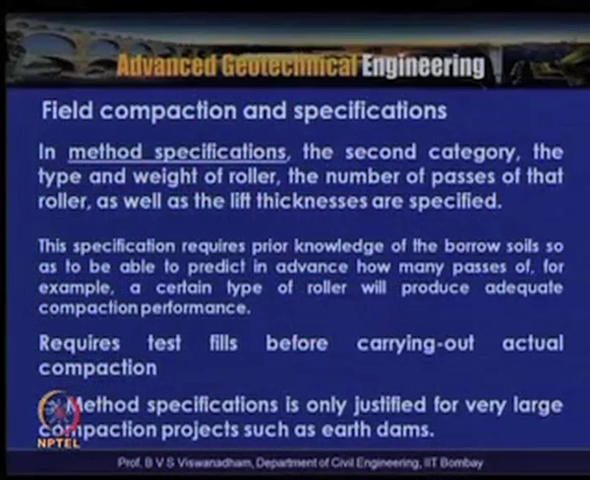So, in the method specifications, which we indicated earlier as the second category, the type and weight of roller, the number of passes of that roller, as well as the lift thicknesses are specified. This specification requires prior knowledge of the borrow soils, so as to be able to predict in advance how many passes of a certain type of roller will produce adequate compaction performance. So, this requires test fills before carrying out actual compaction. Method specifications are only justified for very large compaction projects such as earthen dams.